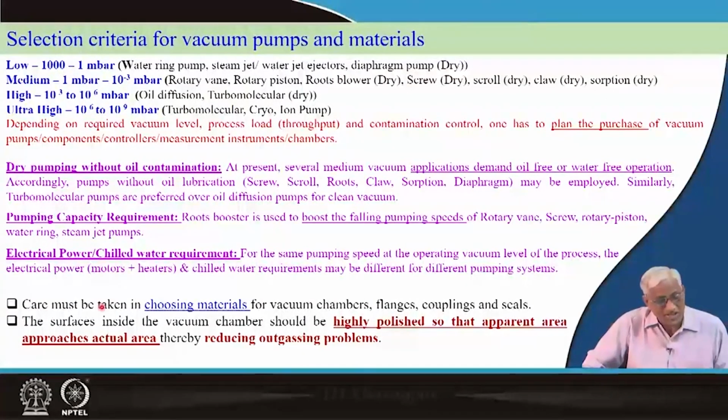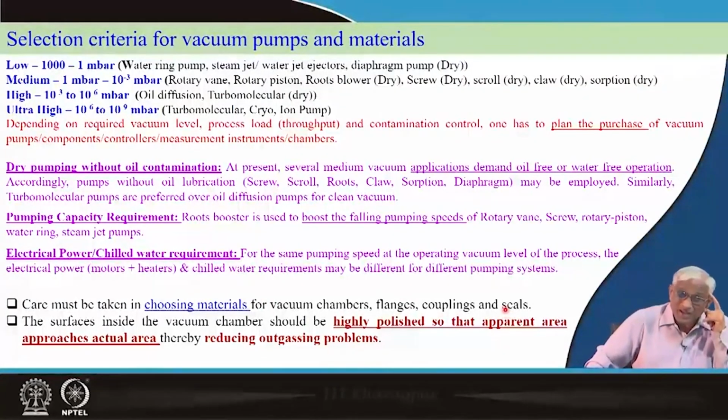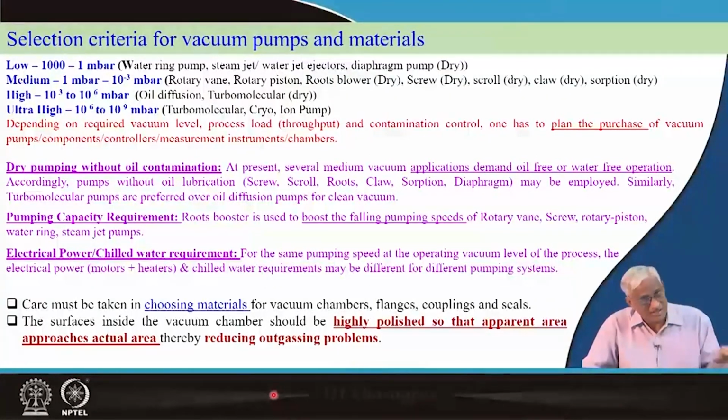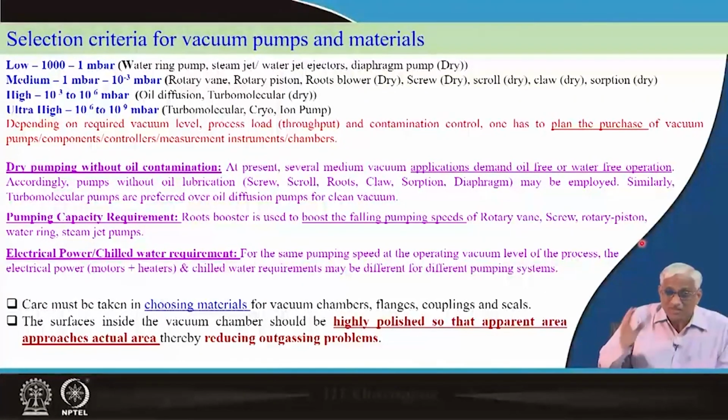So, care must be taken in choosing materials for chambers, flanges, couplings and seals, keeping track of how much money you have to spend on this and what level of sophistication is required, what level of vacuum during the process is required and what level of contamination can be handled. You may get 10⁻⁷ torr, but it is a perfect contamination free vacuum, that is good. You may have 10⁻⁸ torr with a small contamination which is dangerous to that particular process, that is bad. So, these approaches you have to take in that practical sense.